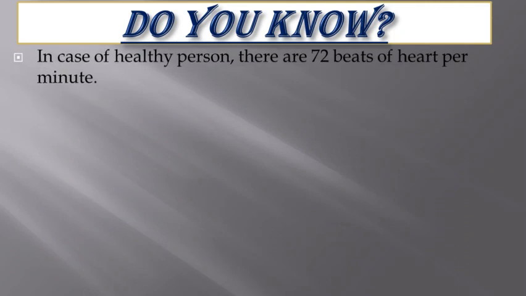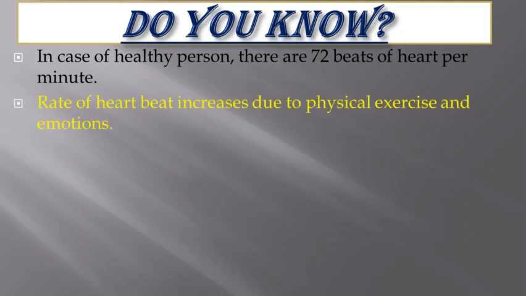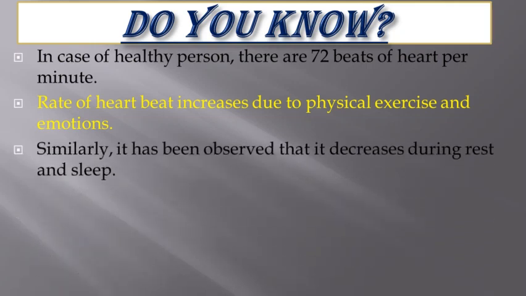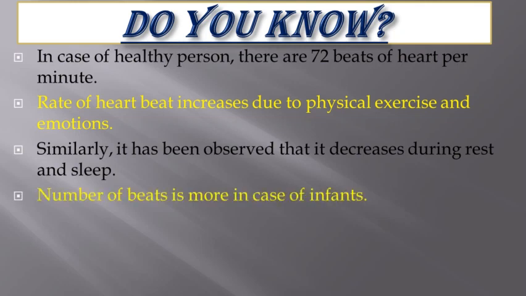Do you know, in a healthy person there are 72 beats of the heart per minute. The rate of heartbeat increases due to physical exercise and emotions. That means when our body is in an active form, the heartbeat increases. Similarly, it has been observed that it decreases during rest and sleep. The number of beats is more in infants, that means in babies the heartbeat is faster.